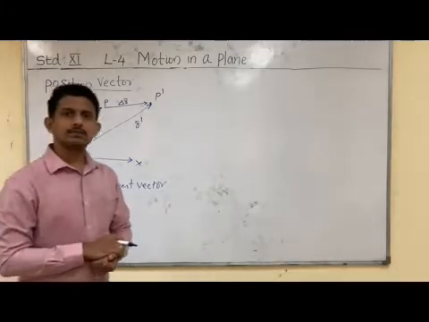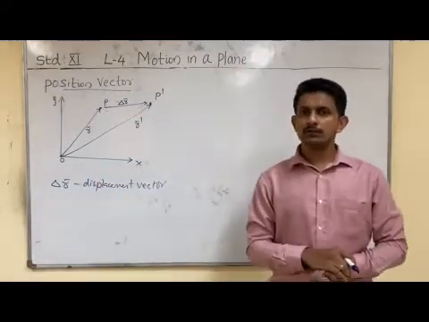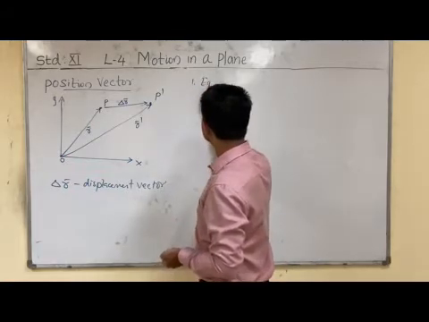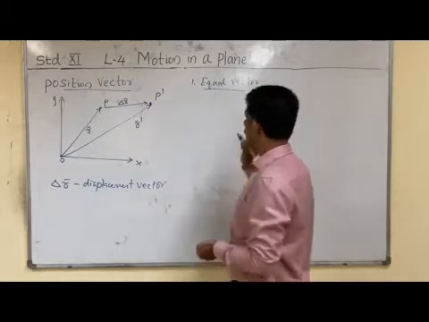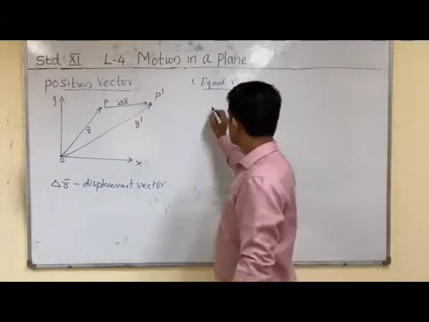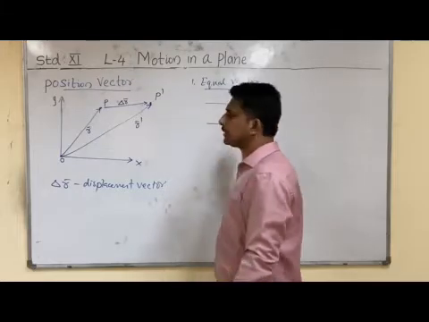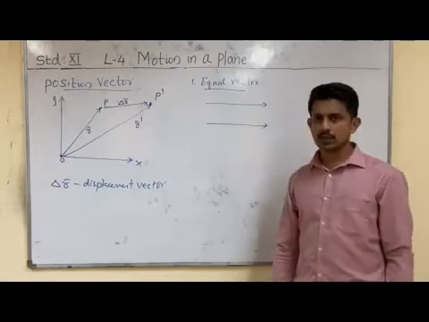Now along with this we have to discuss some other types of vectors also. For example, the first one is the equal vector. When we consider an equal vector, it means two vectors which are in the same direction and have the same magnitude. Such types of vectors are known as equal vectors.